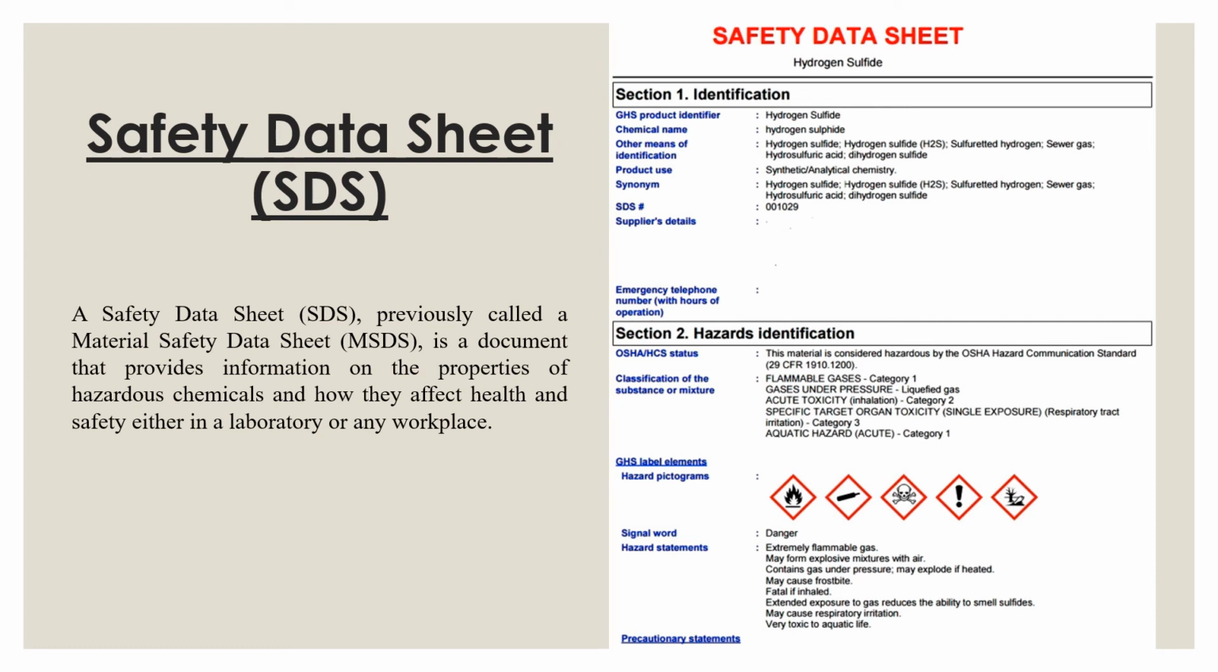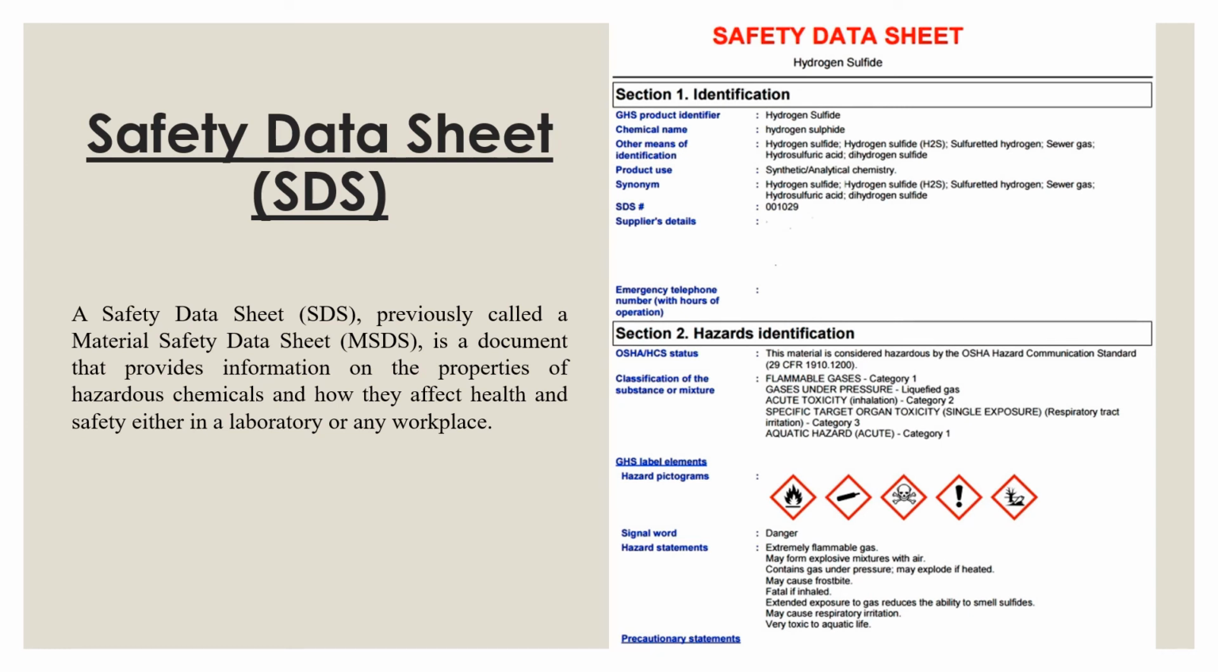This safety data sheet should be available at any workplace, and this actually tells us the identity of the chemical. It also gives the different chemical names, like synonyms of this particular chemical, the supplier's details, and you can see that hazard identification symbols are given as well.